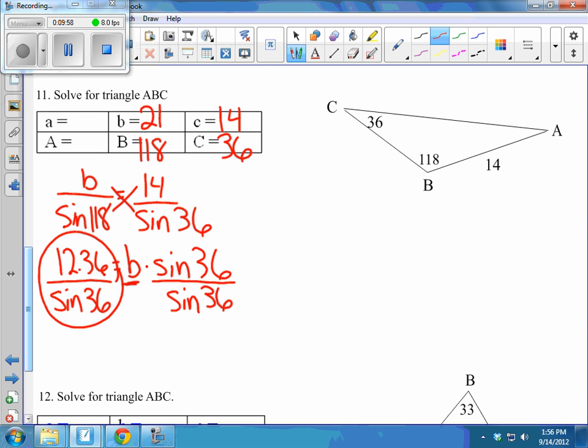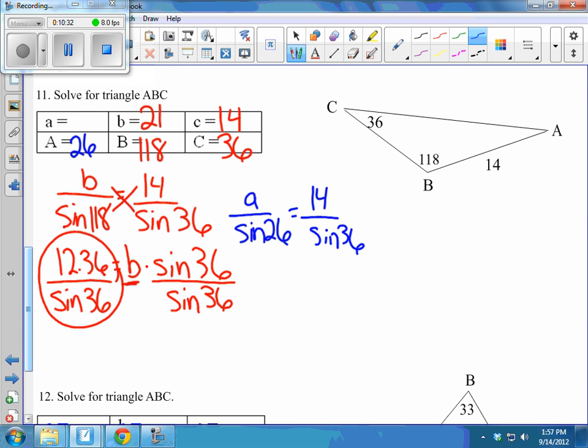The next thing I'm going to do, which I could have done first actually, is find my missing angle. The three angles again, A plus B plus C is 180. So with some quick math, I get A to be 26. And now I'm going to find A by also pairing it up with my cousins. So A with sine of 26, and then I'm going to pair it up with the cousins, 14 with sine of 36.